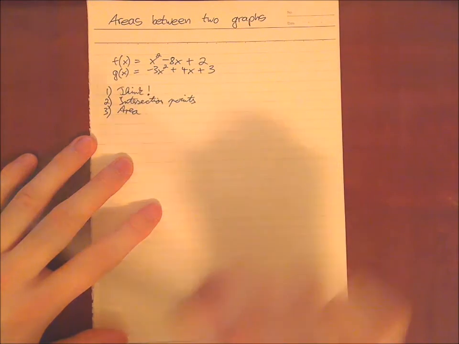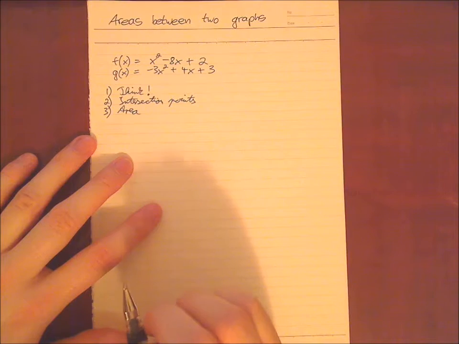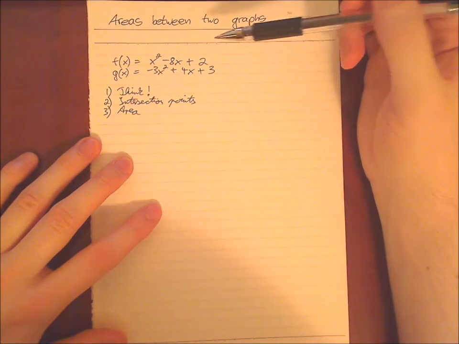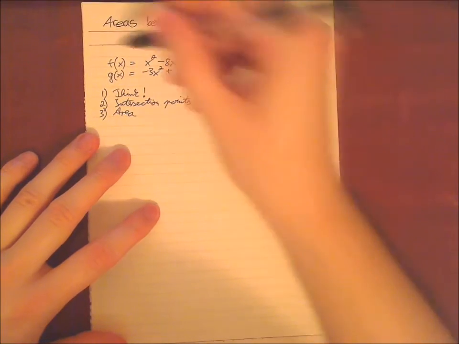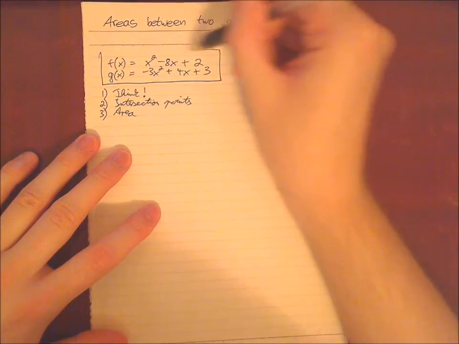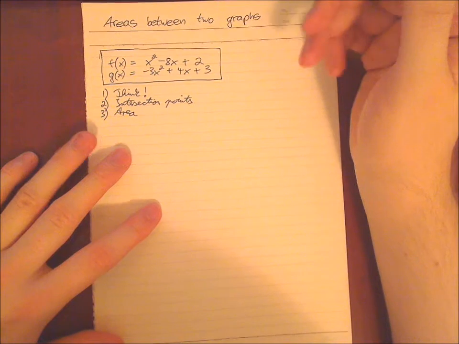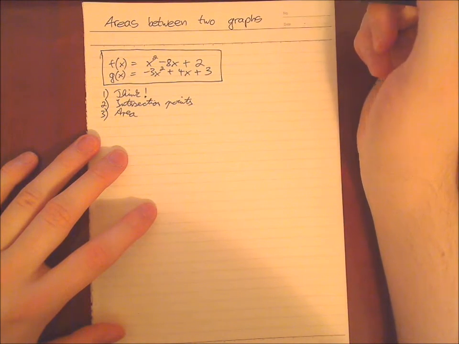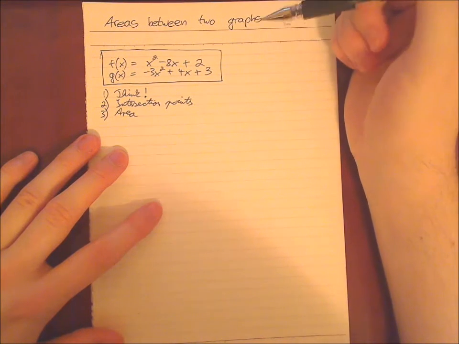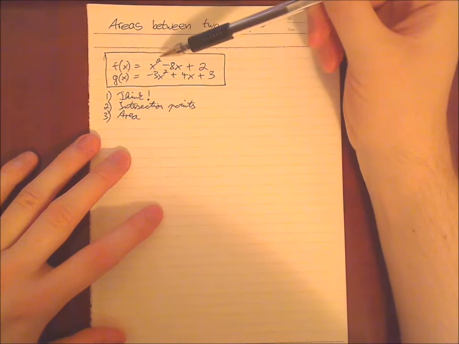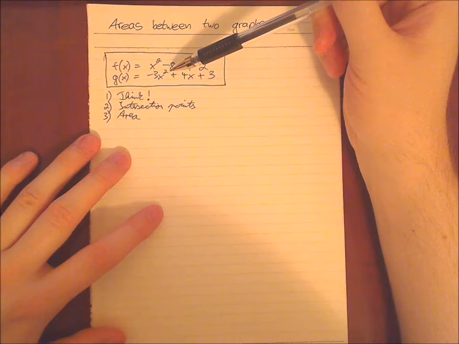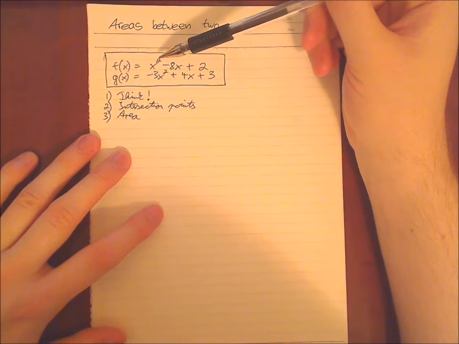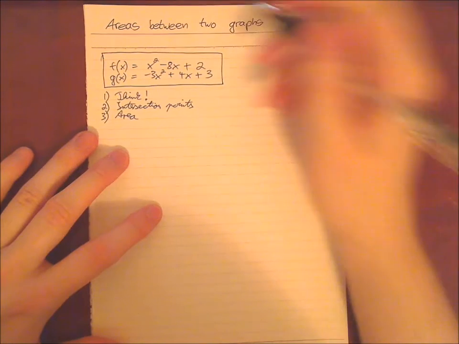So first think, what do I mean by think? First, you need to understand the functions given in the exercise. So this is the exercise: calculate the area in between those two graphs. Just by looking at the functions, you see that this is some sort of parabola, x to the power of 2, and this also is some sort of parabola.